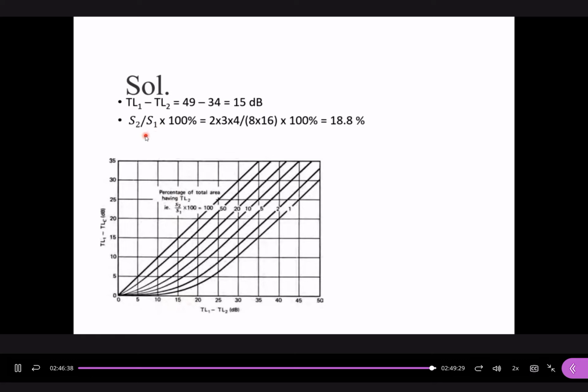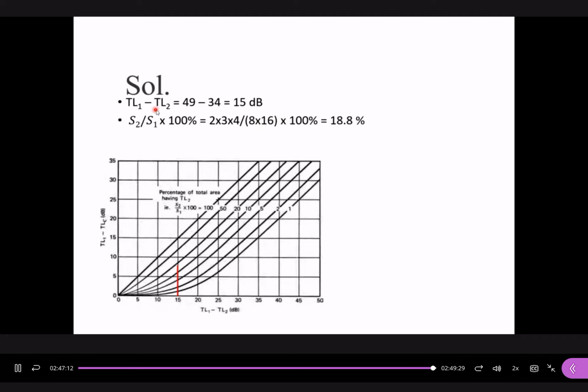Now we need to find out the ratio. In this one, please bear in mind that we do not need to deduct the net area. Okay, S2 refers to the window area. We have two windows, so it is equal to 2 times 3 times 4. Okay, and how about S1? S1 is the wall area. Wall area is 8 feet times 16 feet. So the ratio here is approximately equal to 18.8%.